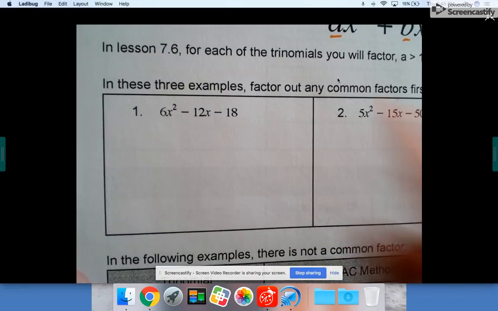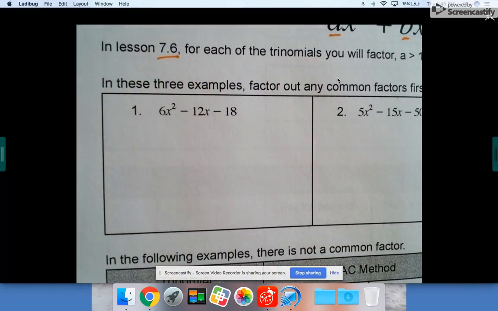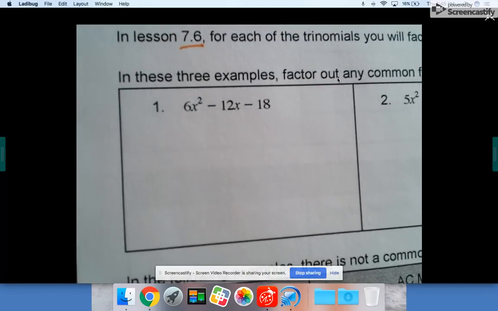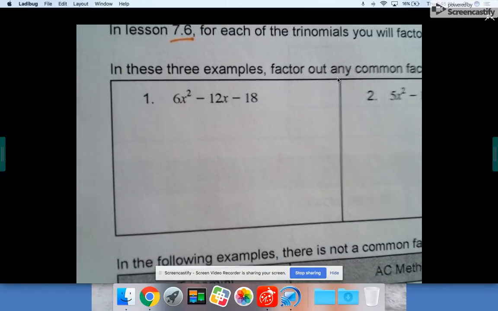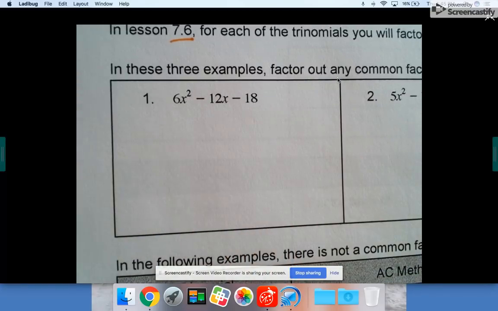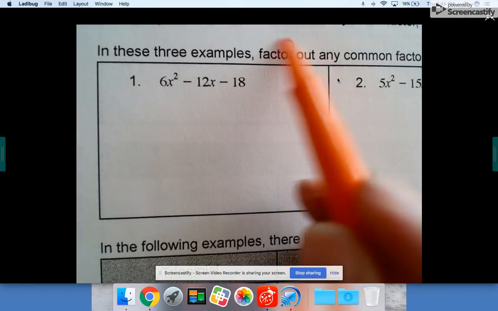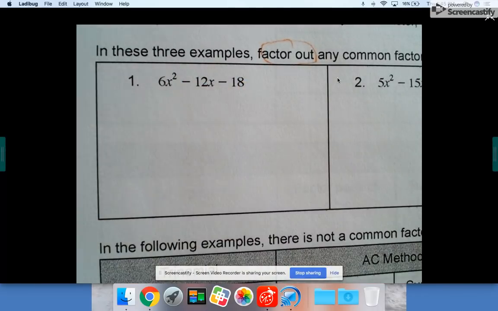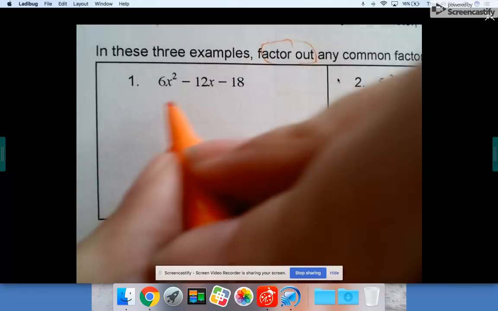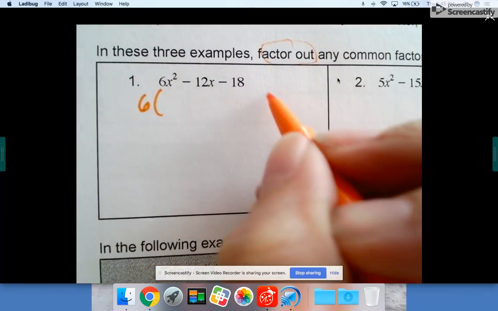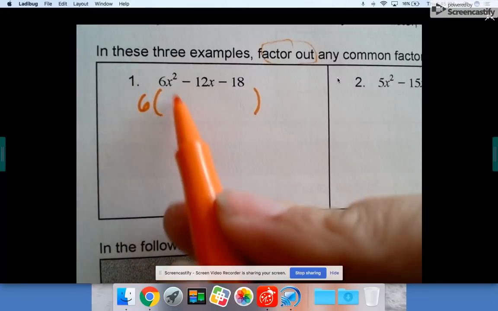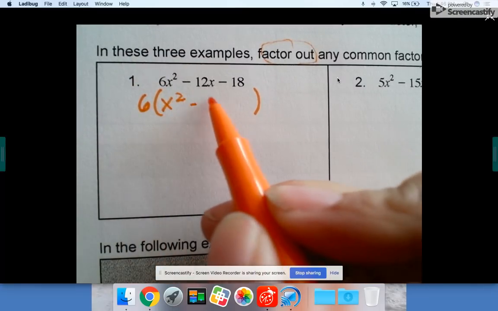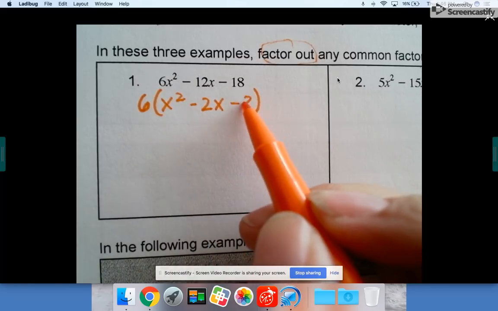So what we need to do when our a term is not 1, which it's been 1 in 7.5, so that's what's new in lesson 7.6. The a term is no longer just 1. We've got things like 6. First, you need to check and see if there are any common factors between your a, b, and c terms. And if there are, factor them out first. So we can pull out the greatest common factor from all three of these terms, which is 6. So go ahead and pull out a 6. And that leaves, when you reverse distribute, x squared minus 2x minus 3.